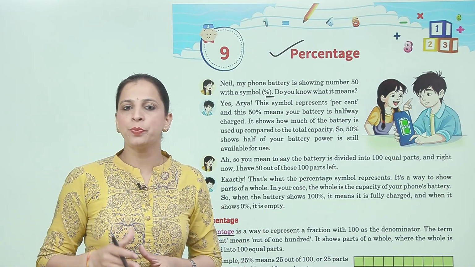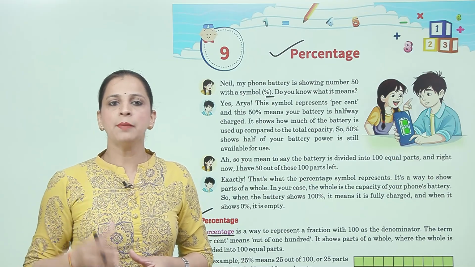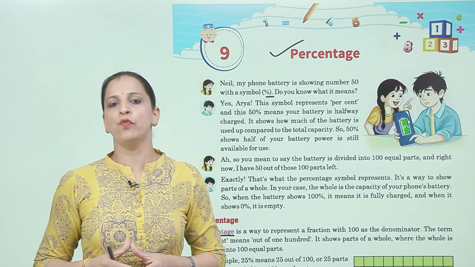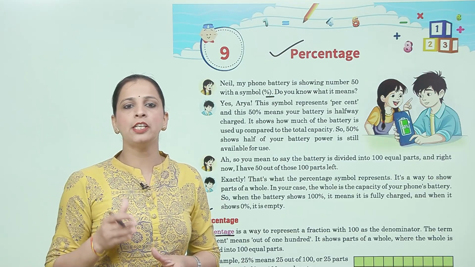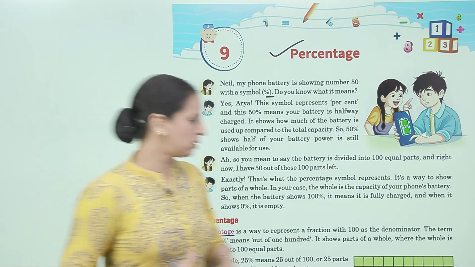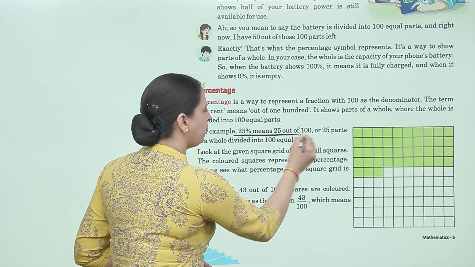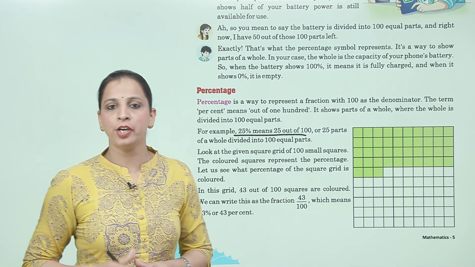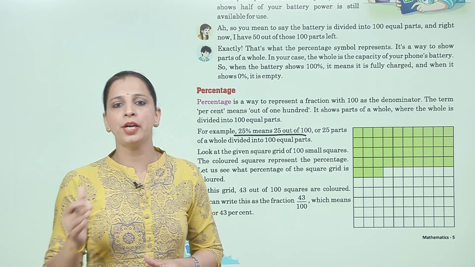Percentage is a way to represent a fraction with 100 as the denominator. The term percent means out of 100. It shows part of a whole where the whole is divided into 100 equal parts. For example, 25% means 25 out of 100 or 25 parts of a whole divided into 100 equal parts.